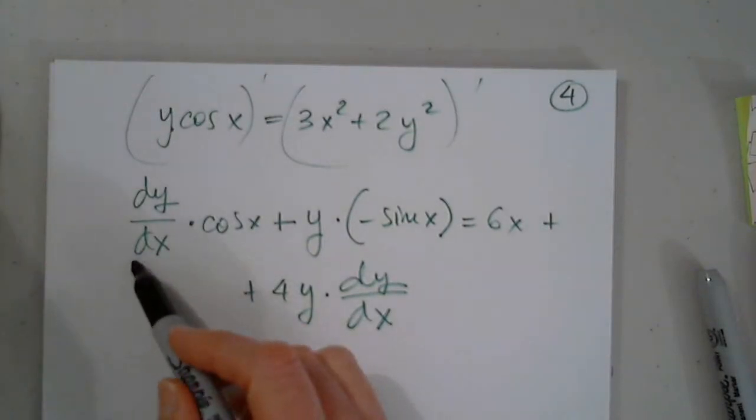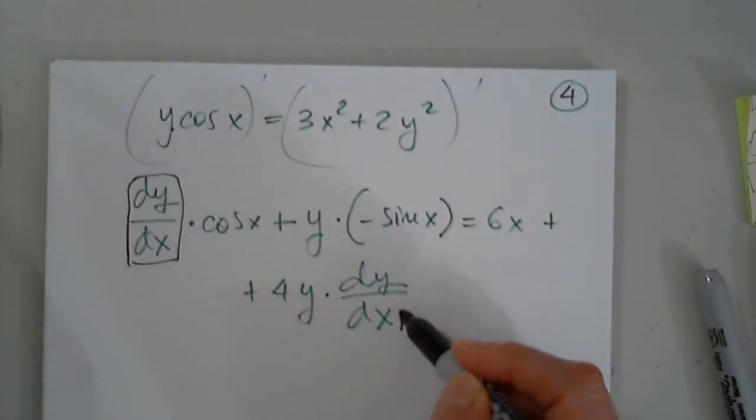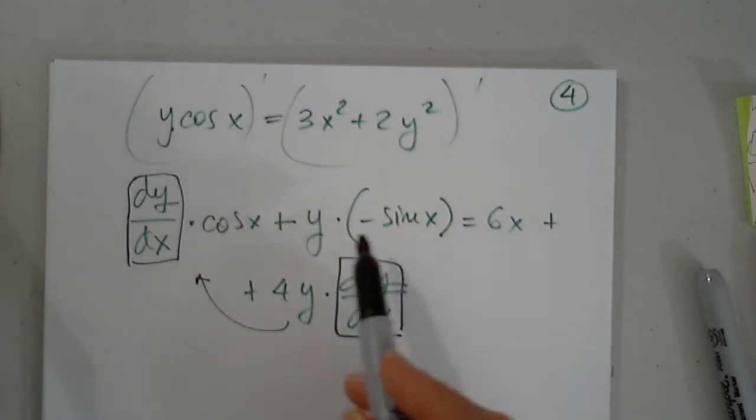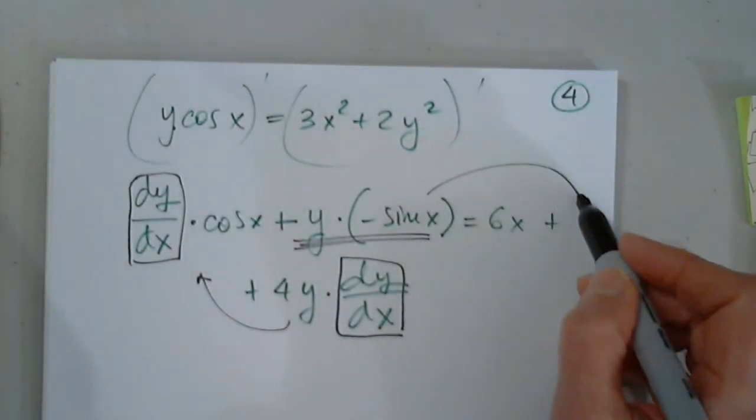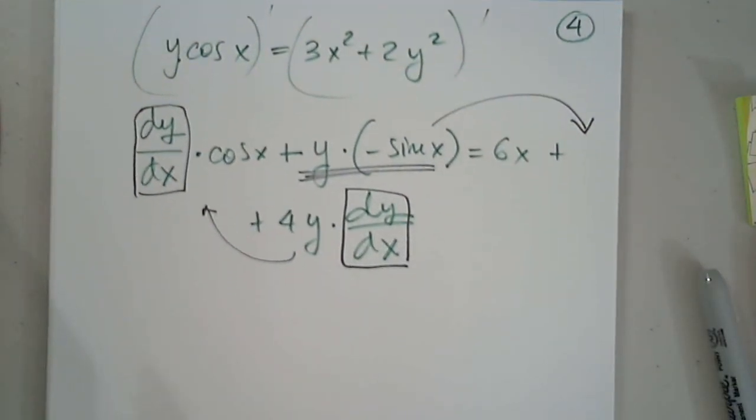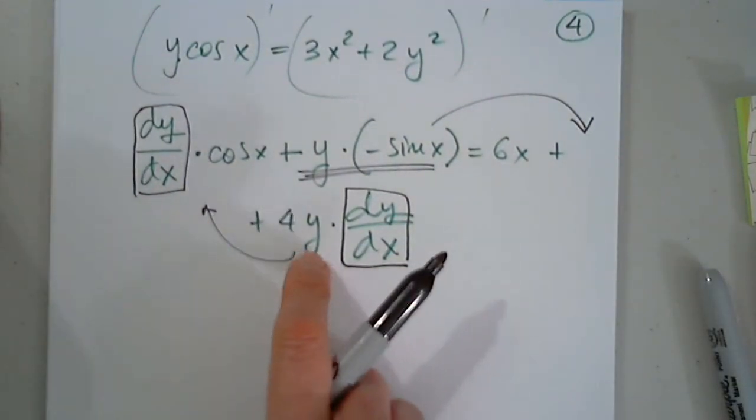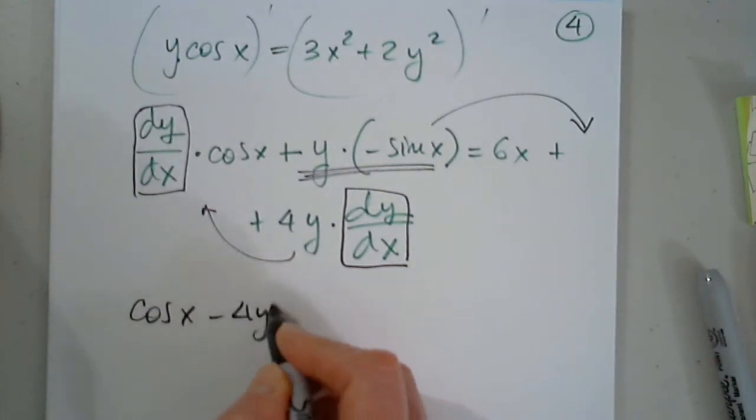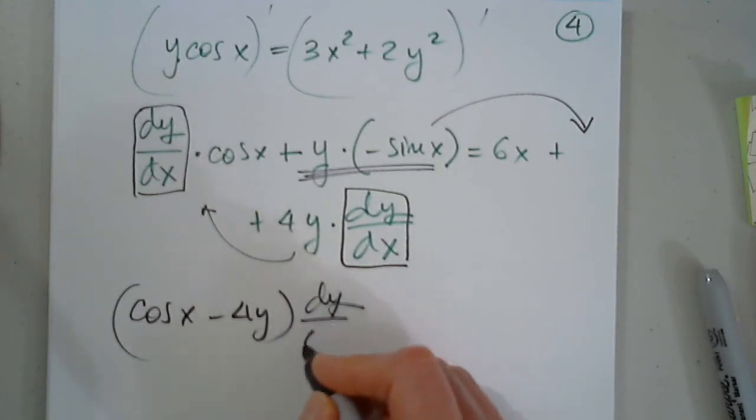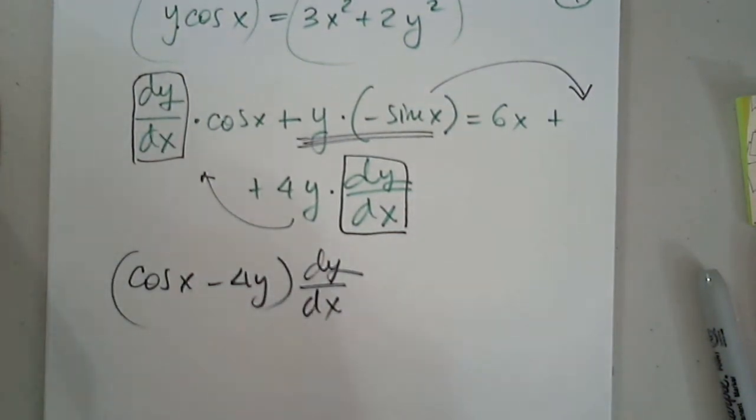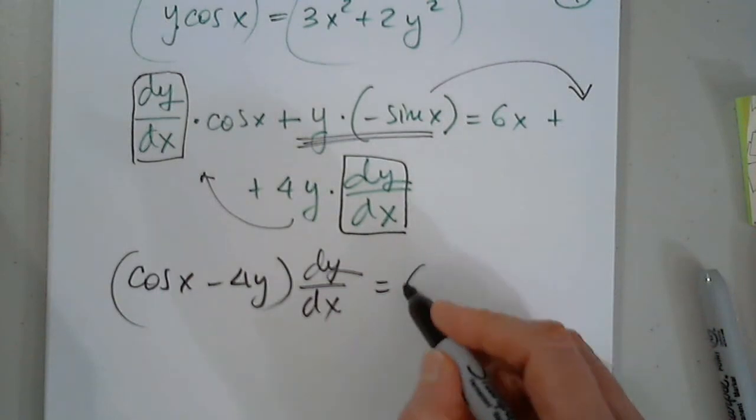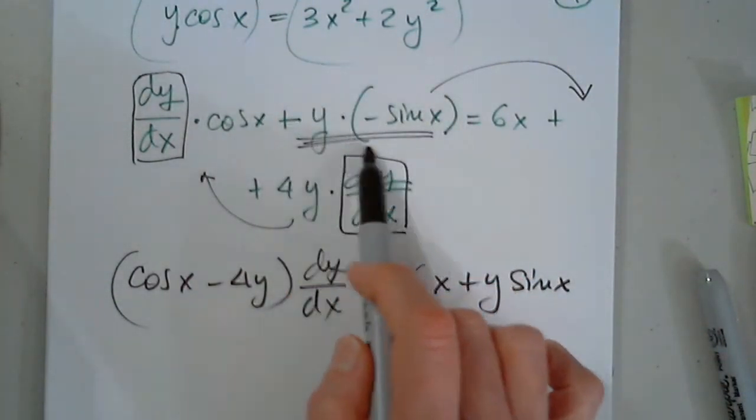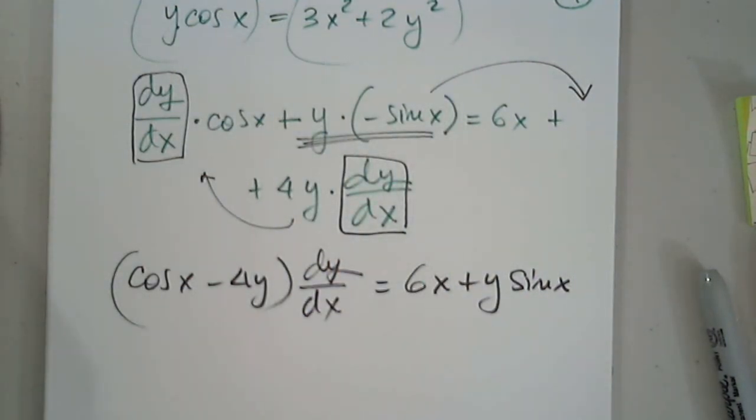Okay, so now this is the variable. We have to have all terms with the variable on one side and the terms without the variable on the other. And when I move this here, this term becomes negative. So I have cosine x minus 4y times dy over dx, I factored out already, equals 6x plus y sine x. This term is negative y sine x, and I move it to the other side, it becomes positive.